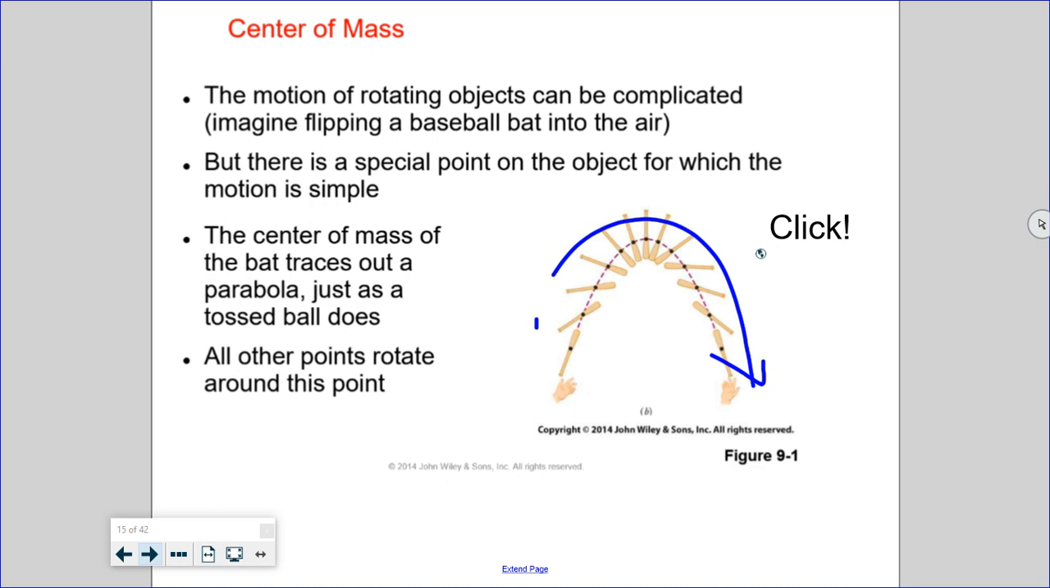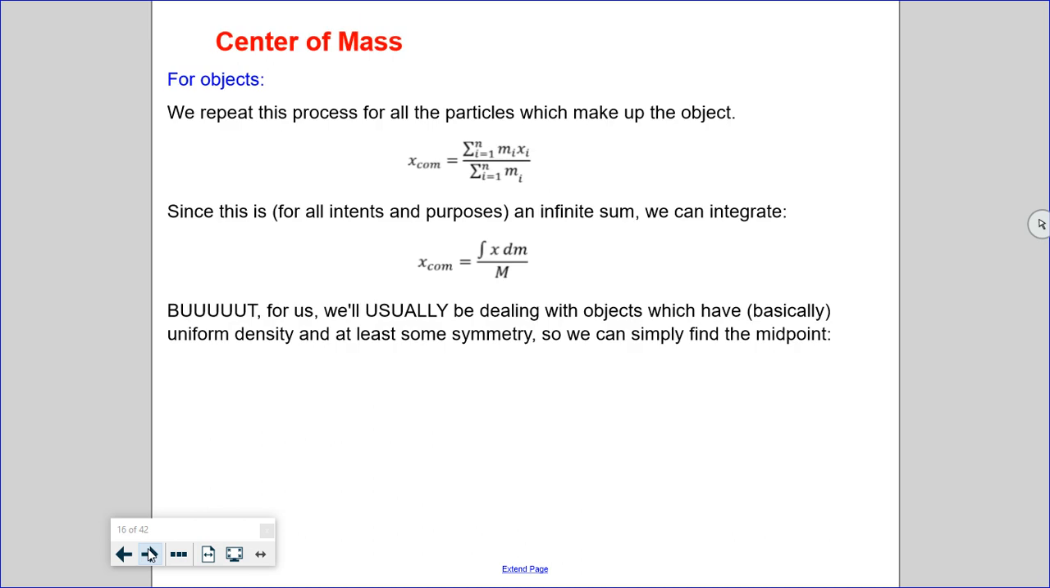Now instead of looking at particles, we're looking at this one rigid object, in this case a hammer or a baseball bat or whatever, and trying to find the center of mass for it. Basically, you just imagine each of the particles that make up that object, and you do the same thing we did before. This baseball bat is made up of molecules, and each of those molecules can be treated as a particle.